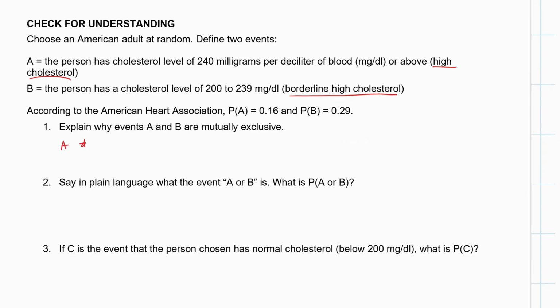A and B are mutually exclusive because event A and event B can't happen at the same time.